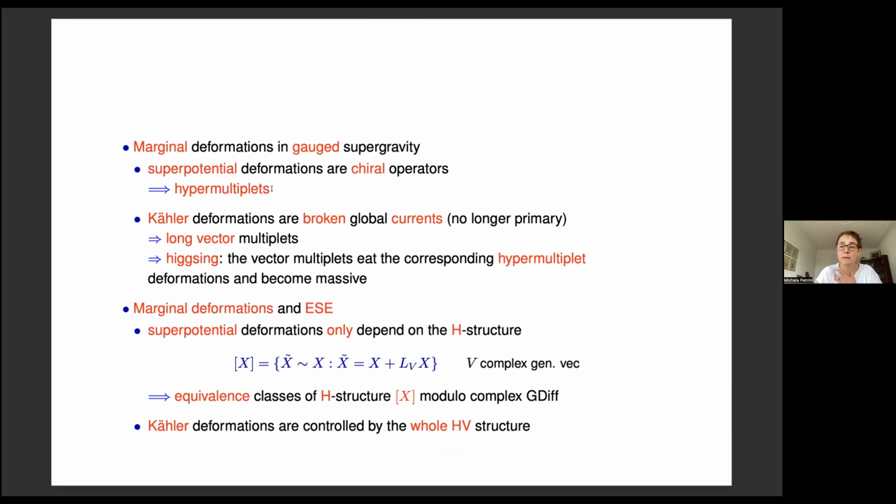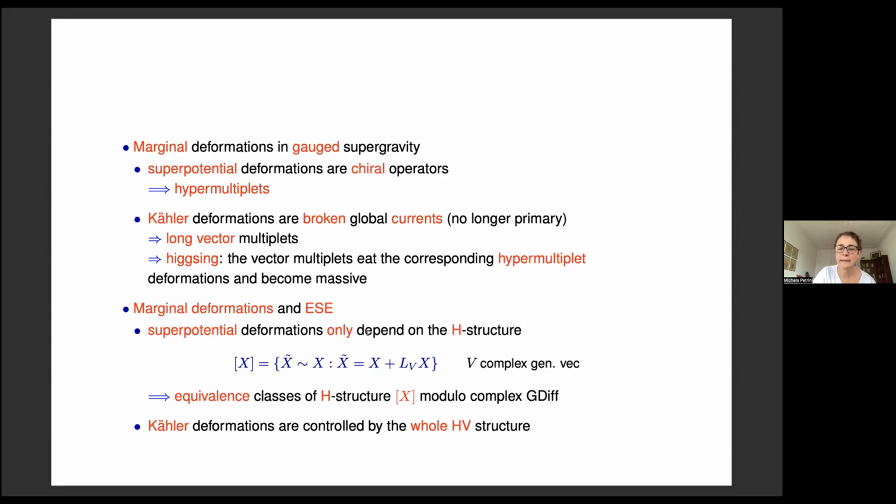So for me, this will be X, the tensors in the adjoint. I know that there are no chiral deformations. I also know that if there are global currents, these global currents are broken by the deformation. This means that the currents are eaten, they become long multiplets, and these long multiplets in the supergravity are obtained by a Higgs mechanism where a vector multiplet eats a hypermultiplet.